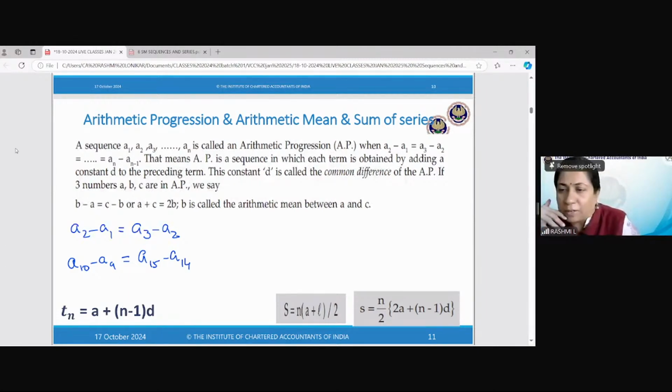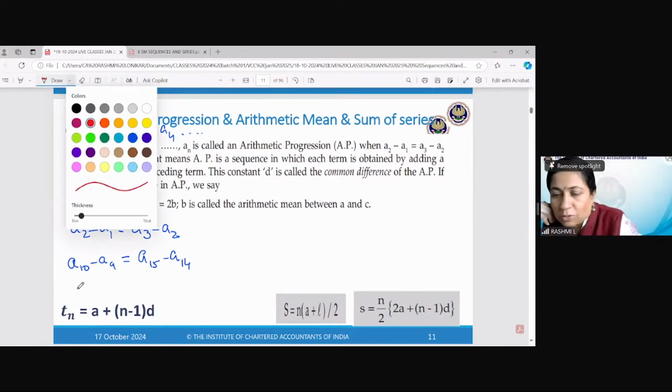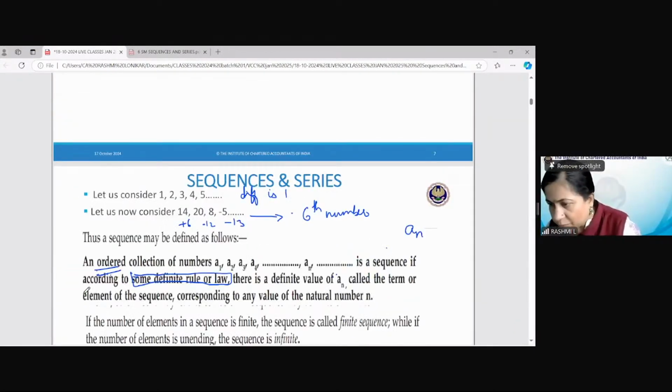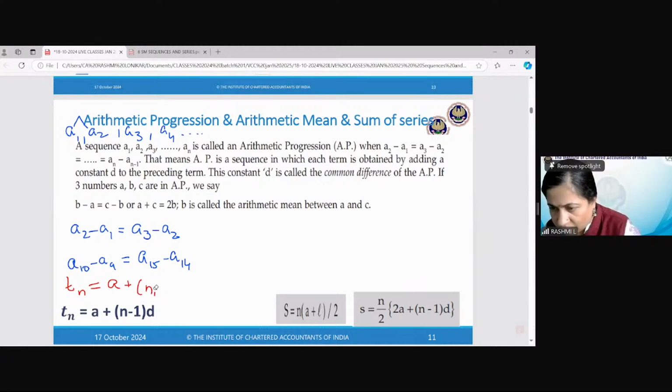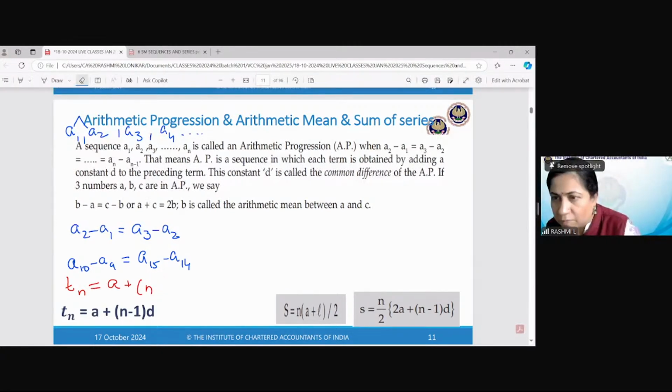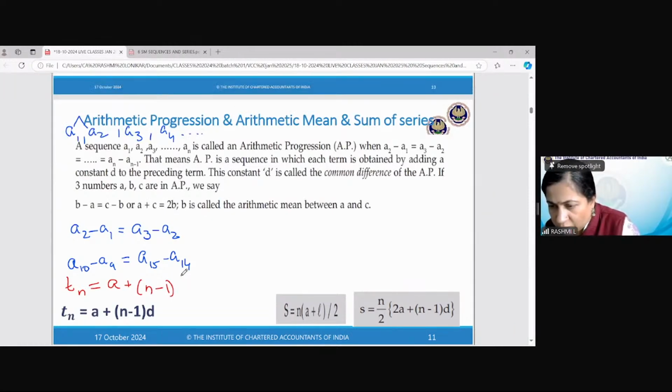Okay. So any number. So if you have a sequence A1, A2, A3, A4, when do I say it's an arithmetic progression? When the adjoining difference is same. A2 minus A1 is A3 minus A2. Okay. And then we say the nth term, because when do we say it's a sequence? See, the definition says there is a definite value of an. So in this case, what is the definite value? The definite value is Tn is equal to A plus n minus 1 d.